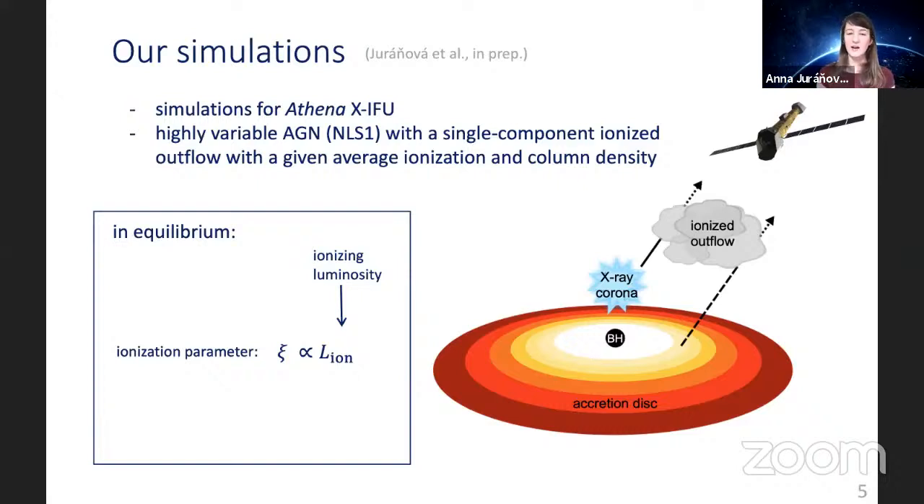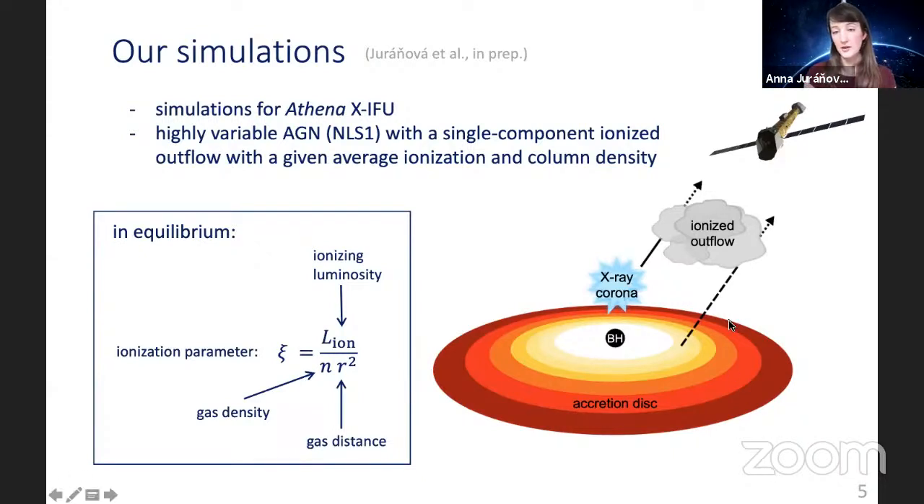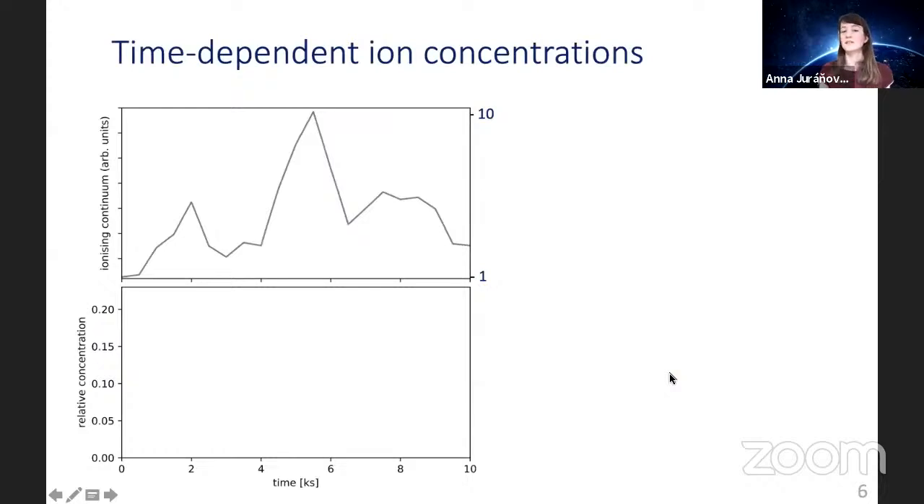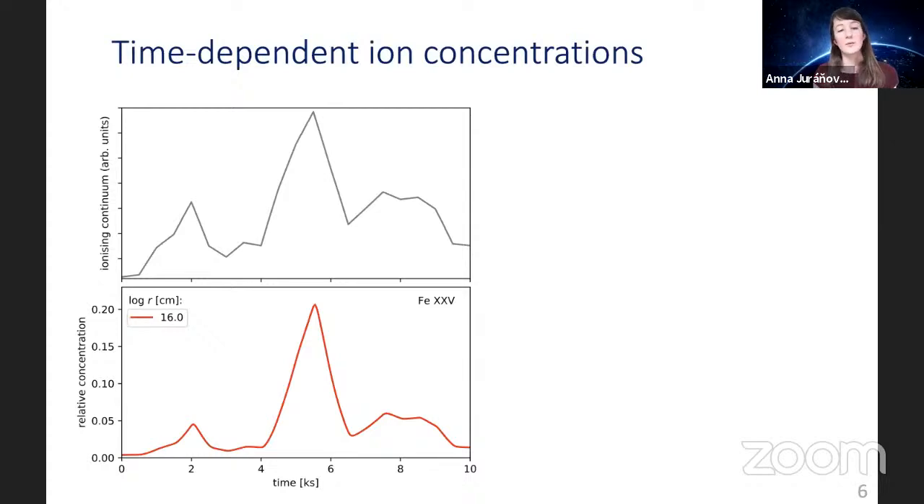To outline the basic idea behind this, the ionization parameter, which characterizes the ionization state of the outflow, will be in equilibrium proportional to the ionizing luminosity. Specifically, this relation is also tied by the gas density and its distance to the ionizing source. So if we now look at a piece of light curve, which is quite variable, this light curve represents the variations in the continuum flux. And then we see how the relative concentrations of individual ions evolve as a function of time.